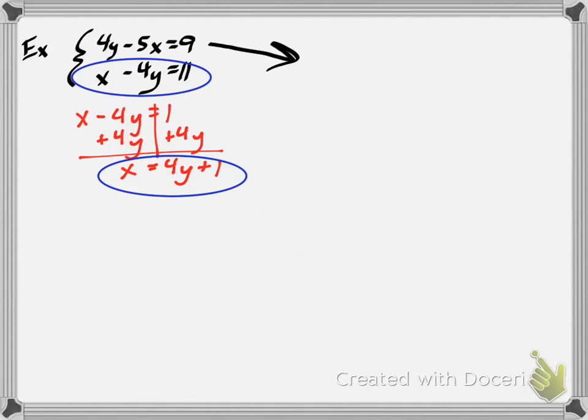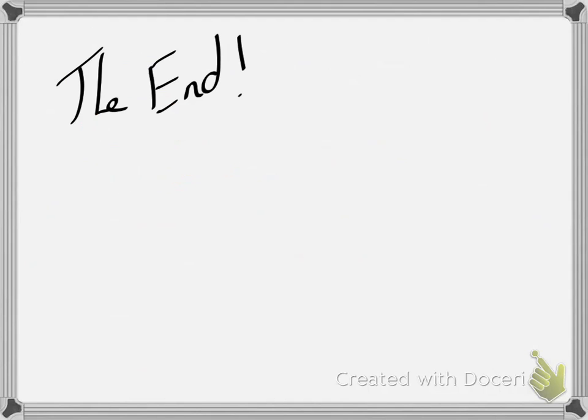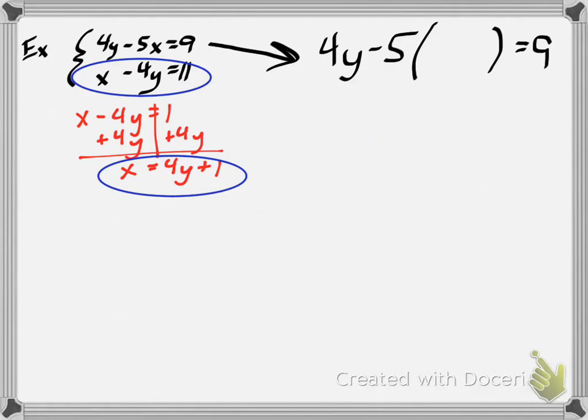So let me take this one over here, 4y minus 5. Now this is telling me that x is 4y plus 1. So I'm going to put parentheses instead of x, equals 9. And I'm going to put 4y plus 1 right there. Alright? Because that's what x is. It's 4y plus 1. We solved for it. So now I've got to simplify this problem. I only have one variable left.